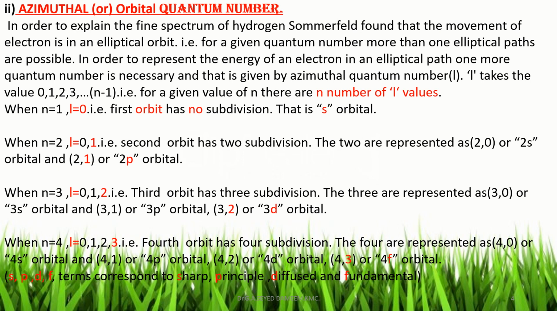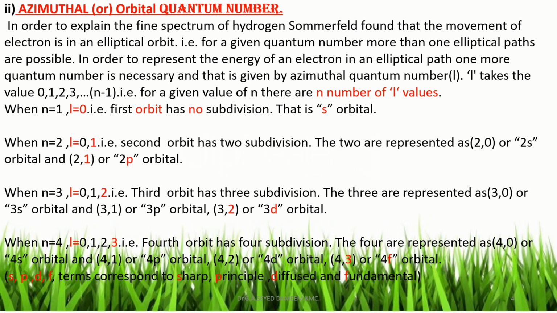If the azimuthal quantum number is 0, then the orbital is s. If it is 1, then the orbital is p. If it is equal to 2, then the orbital is d. If it is 3, then the orbital is f. When n is equal to 4, the possible values of the azimuthal quantum number are 0, 1, 2, 3.